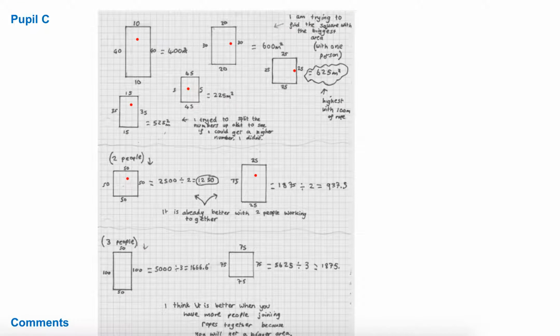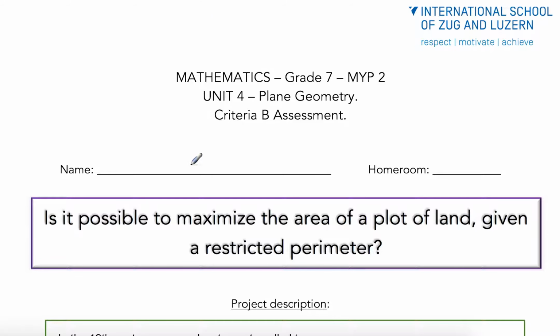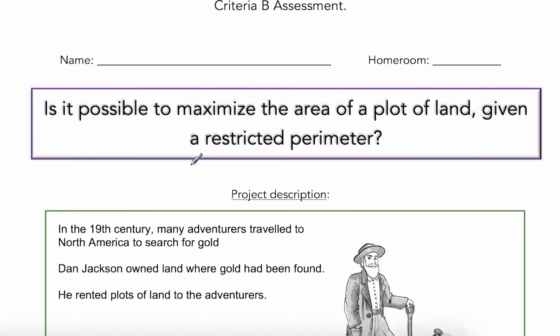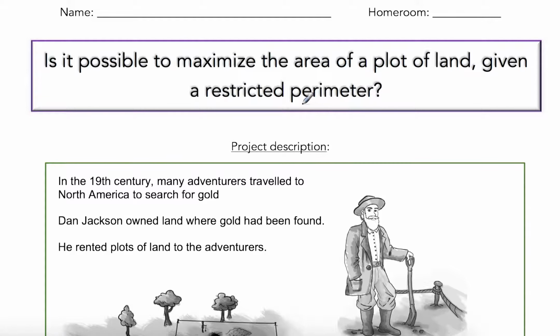Okay, so take a look at the form that I've given you. Is it possible to maximize the area of a plot of land given a restricted perimeter? So you get 100 meters of rope. What are the different areas that you can have depending on how you set up your rectangle?